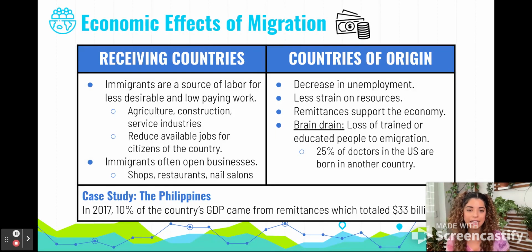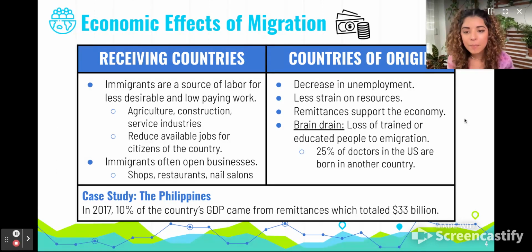Brain drain. This is a real problem in a lot of places. So loss of trained or educated people to emigration or exiting, like people leaving the country once they become educated and looking for those higher paying jobs, right? Looking for better places to live, in their opinion. So I thought this was an interesting stat, right? 25% of doctors in the US are born in another country, which is pretty amazing.